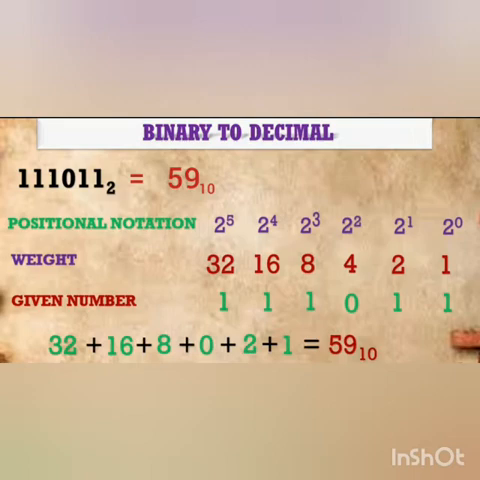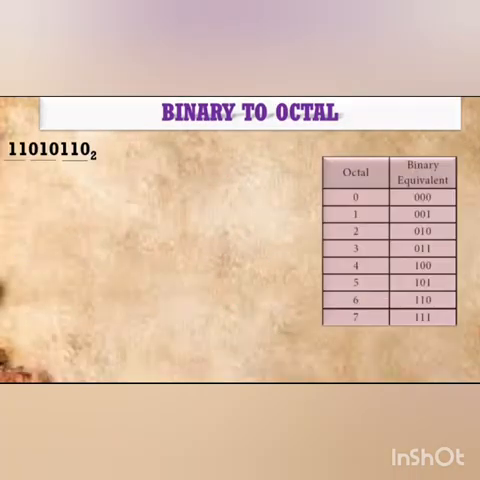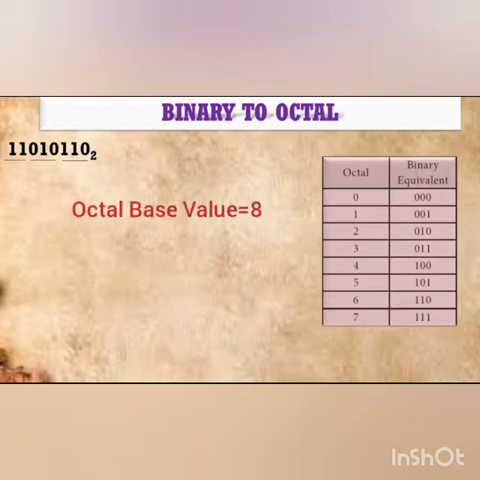This is the decimal value. Our next type of conversion is binary to octal. Before going to this, we have to learn a tabular column. This tabular column represents octal numbers and their binary equivalents. The base value of octal is 8, so the values start from 0 to 7.